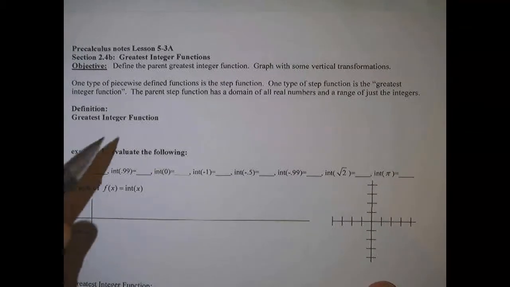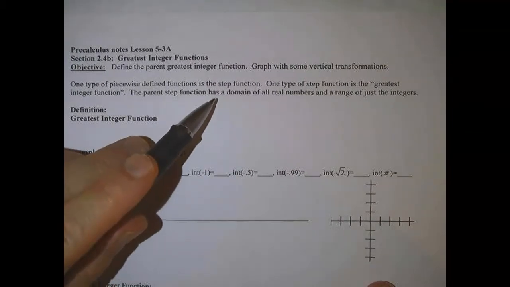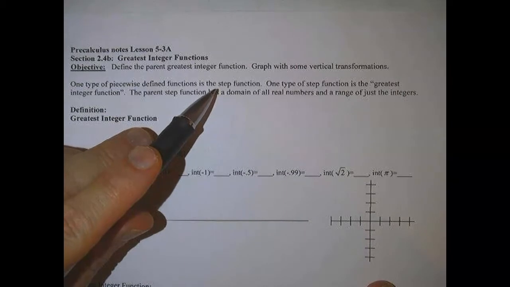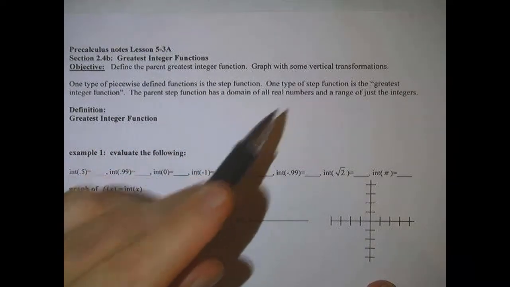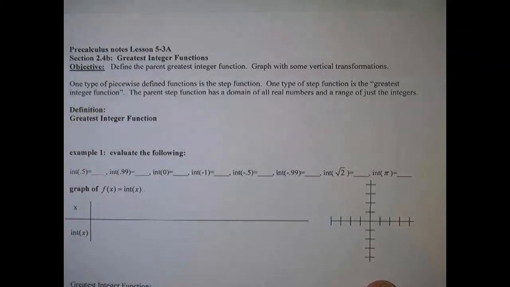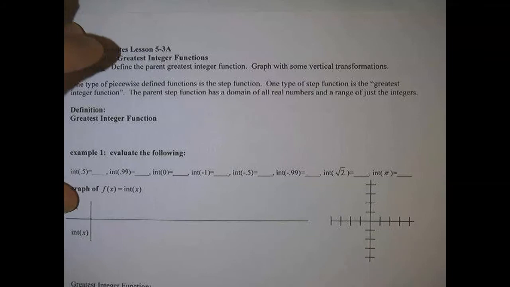So this is a type of step function. You'll see why once we get the graph. It looks like a staircase. And this one type of step function is the greatest integer function. There are other step functions. Okay, so what is the greatest integer function?